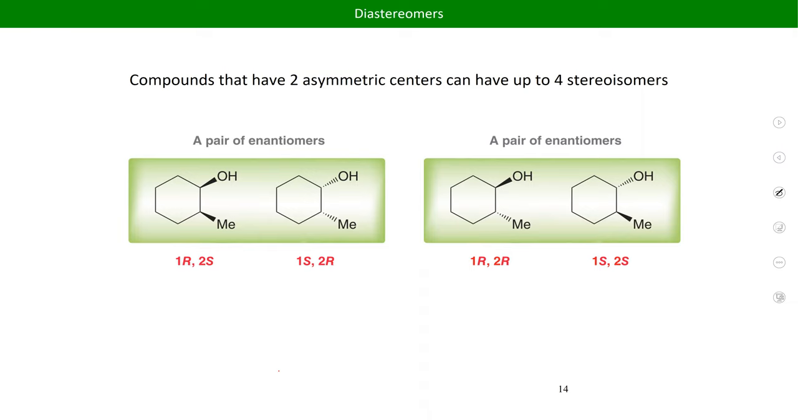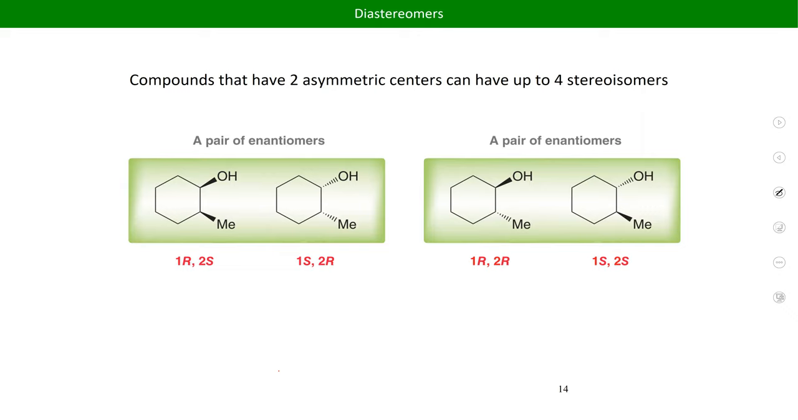All right, one last point here. If you have a compound that has two asymmetric centers, you can have up to four stereoisomers, right? Because each one of them could be R or could be S. So you can have one R, two S; one S, two R; one R, two R; one S, two S. So think of it like a Punnett square, right?